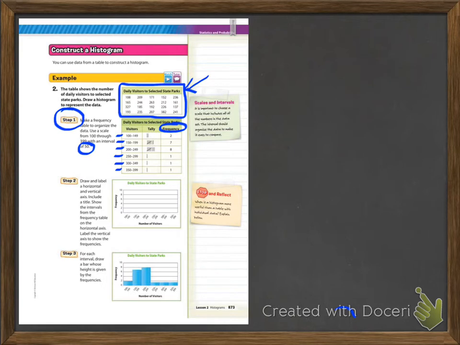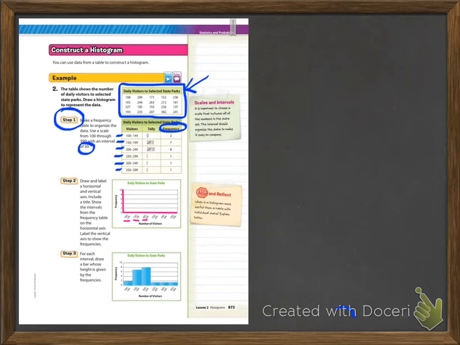So now we're on step 2. It says to draw and label a horizontal and vertical axis. What I like to start with is drawing my vertical and my horizontal axis. Don't box it off first, because you might realize that the numbers you're using require more room. If I box it off and need more room, I have to do a lot of erasing. So I leave it open at first.